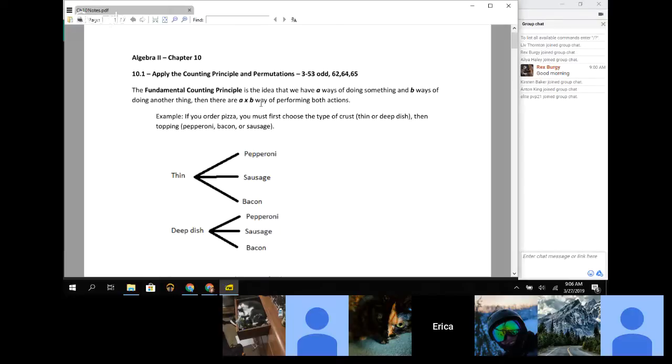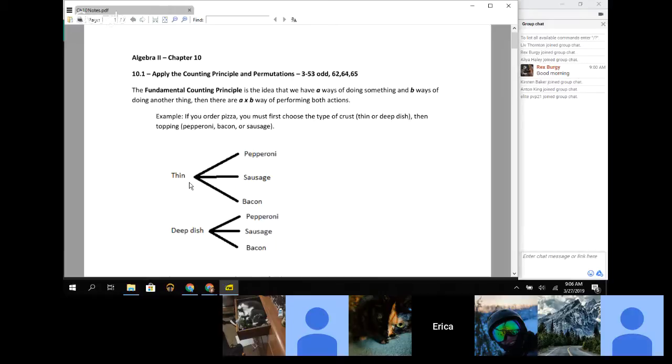That just sounds kind of technical, so let's do a fun example, right? Let's say that you're going to order some pizza, and we're going to make it really simple here. If you order a pizza, you get to choose the type of crust. You could either have thin or deep dish. And then you get to pick the toppings, which are pepperoni, bacon, or sausage. It's a pretty simple pizzeria, right? So how many combinations of pizzas can we come up with?